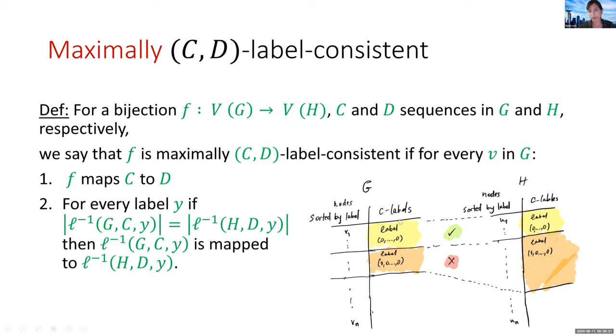So let's see an example. Here we have the graph G and we have the graph H. So we see that for the first label, the number of vertices that have this label is the same as the number of vertices in H that have this label, and therefore we require F to map these vertices to these vertices. While in the case of the second label, the number of vertices that receive this label in G and the number of vertices that receive this label in H is not the same, and therefore in this case we do not require anything from F.